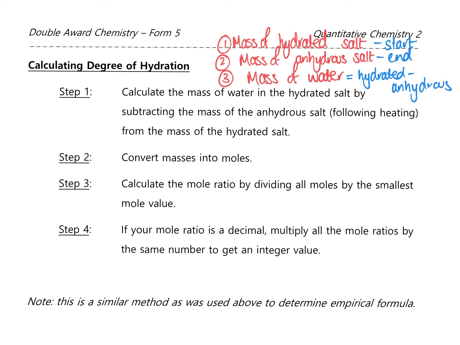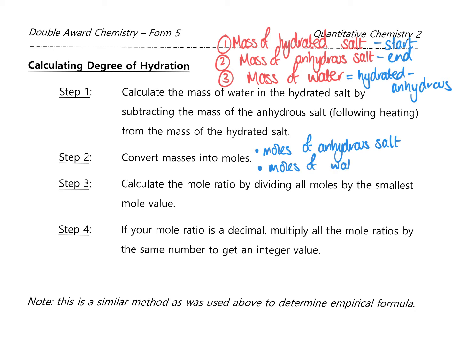So that is step number 1, calculate the mass of water in the hydrated salt by subtracting the mass of the anhydrous salt following heating from the mass of the hydrated salt. Then we want to convert masses into moles. So at that point, we need the moles of the anhydrous salt and we need the moles of the water.